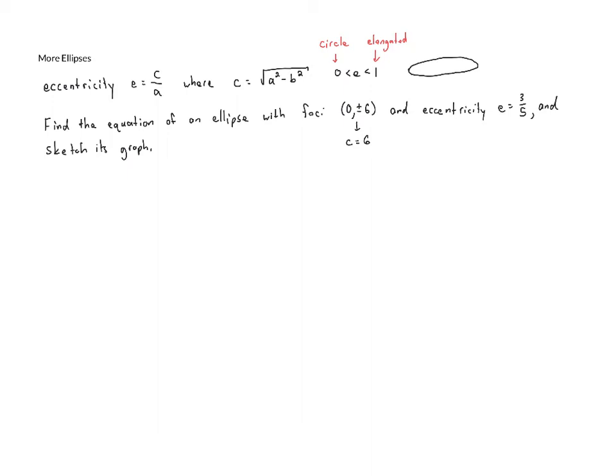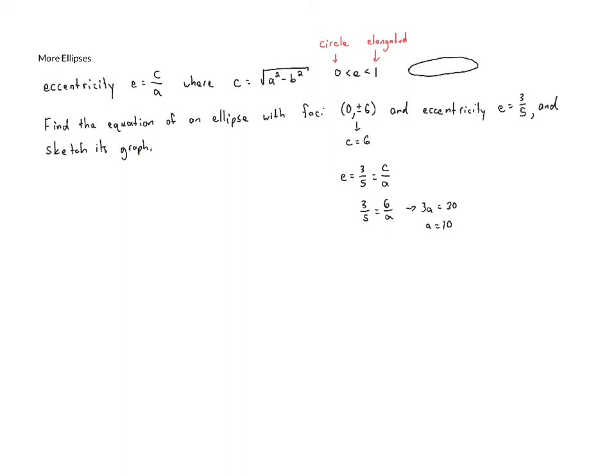Now, we know that E is equal to 3/5. But remember that E is equal to the ratio of C over A. So in this case, 3/5 is equal to 6 over A, because we know that the value of C is 6. This can be solved by cross-multiplying. We get 3 times A equals 5 times 6, which is 30. If we divide by 3, we get A equals 10.